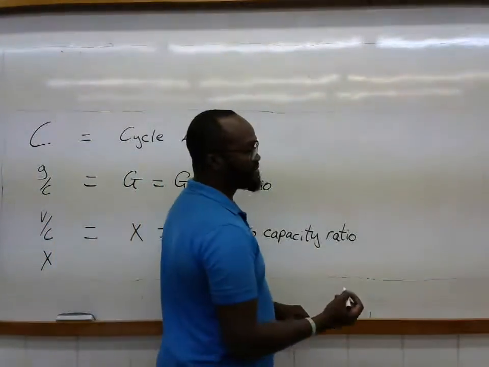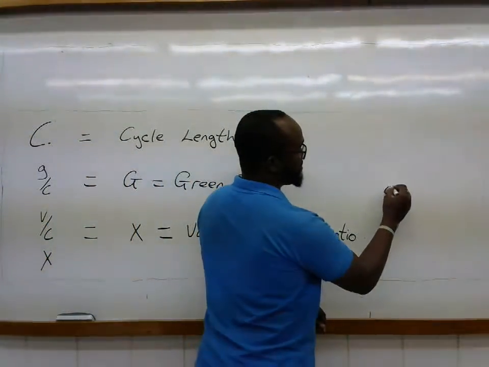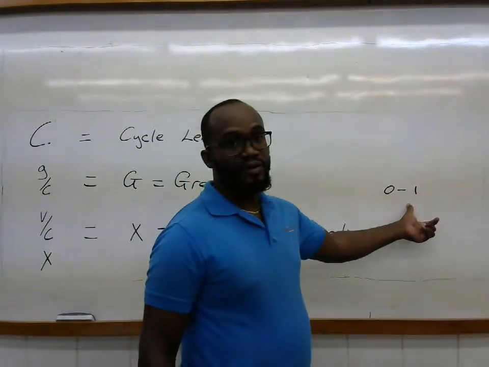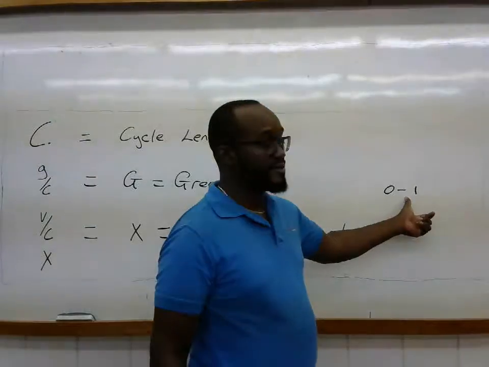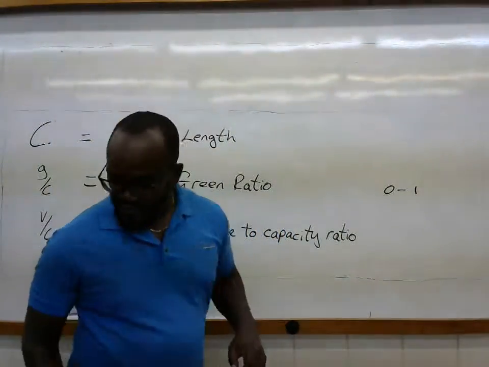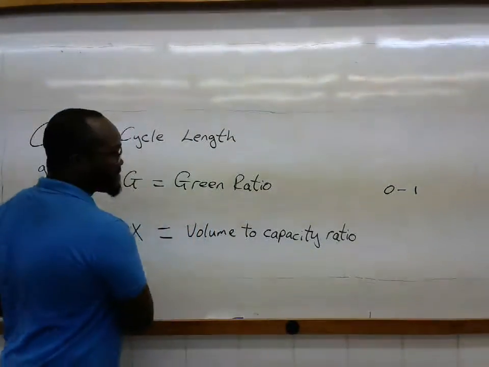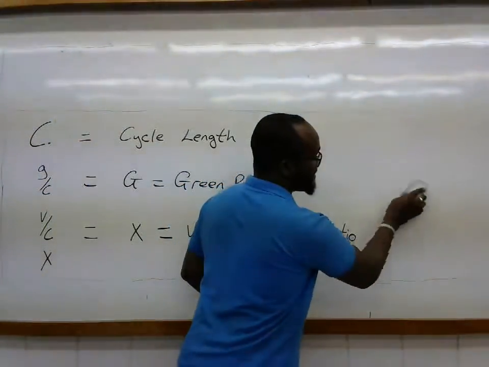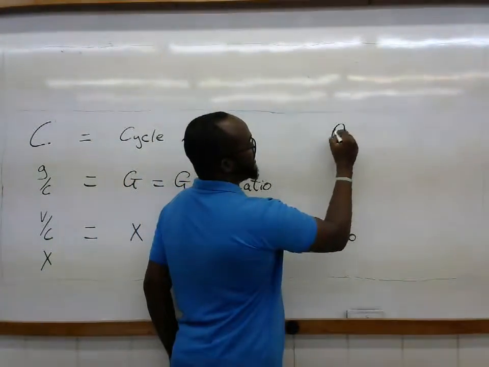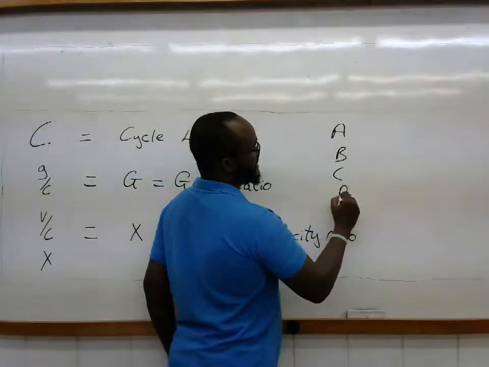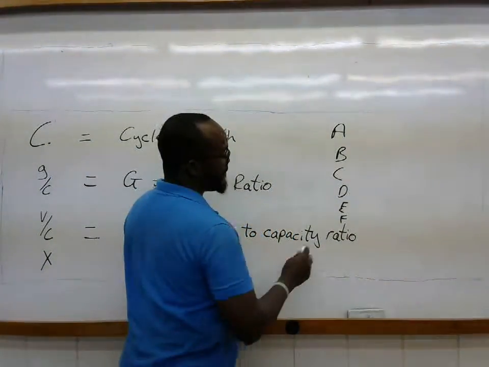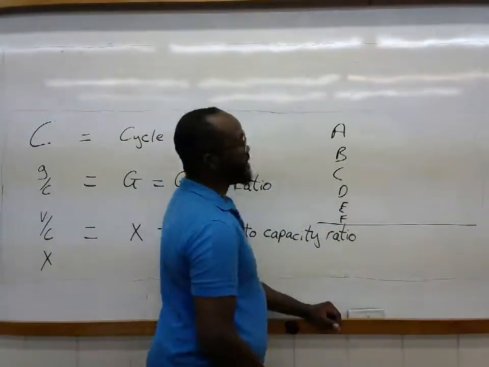Alright, so as you can imagine, it's a term that has a range between 0 and 1, theoretically. Now, why is that important? Well, as you go through our computations, and if you look at the level of service classifications in the Highway Capacity Manual, A, B, C, D, E, F, these all assume a volume capacity ratio of less than 1.